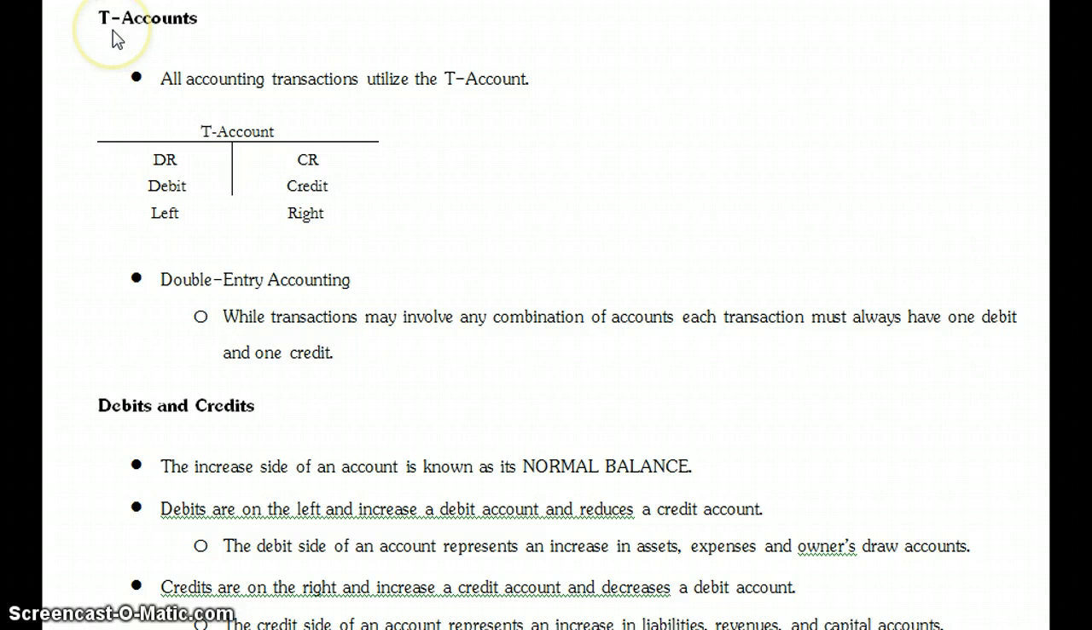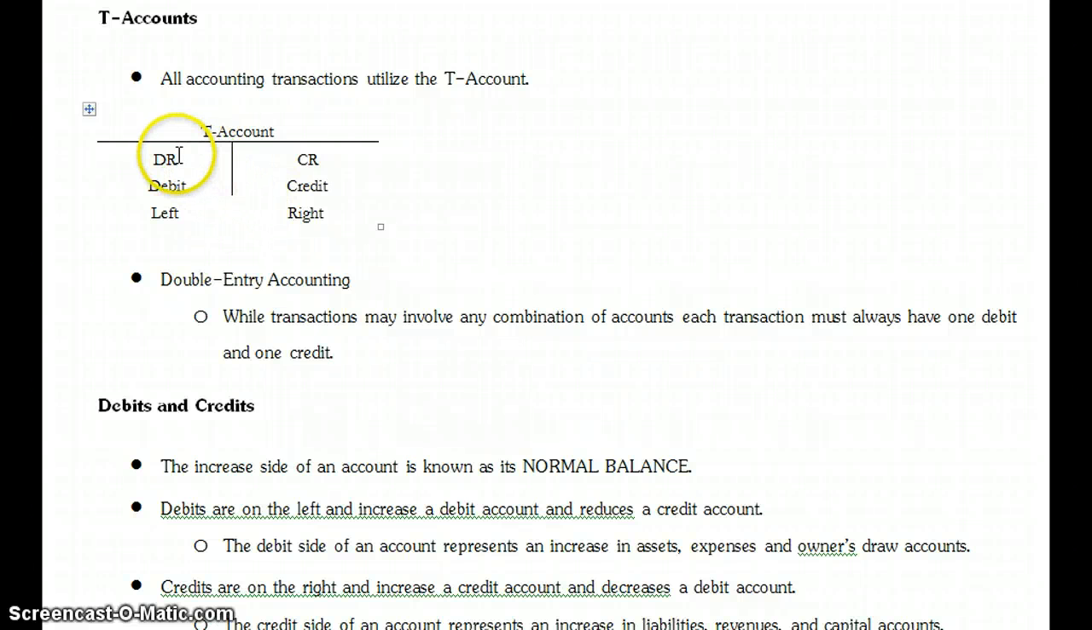In accounting, there is a system in place for recording transactions. These transactions are placed in a T account. A T account is where every transaction is recorded for financial records. Those financial records include your balance sheet, your cash flow statement, income statement, and your stockholders' equity statement.